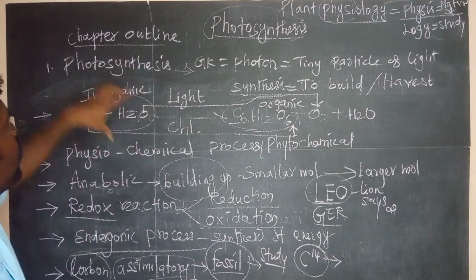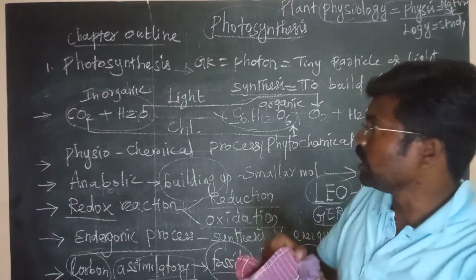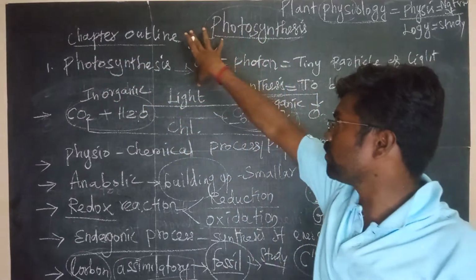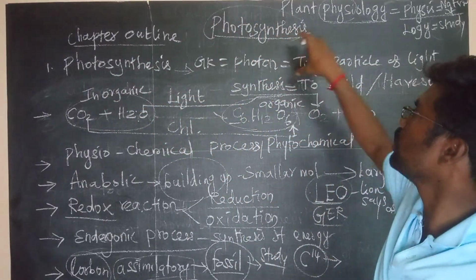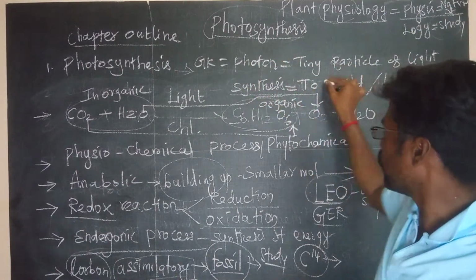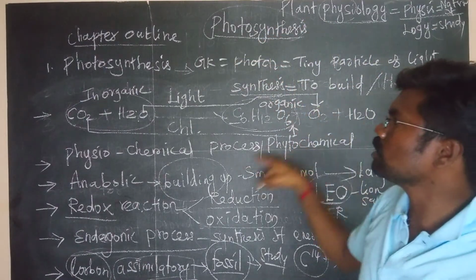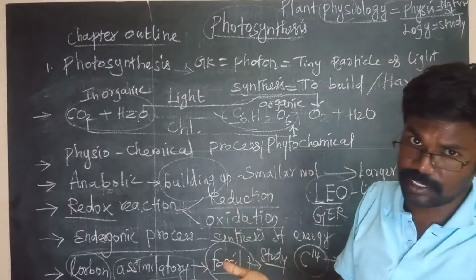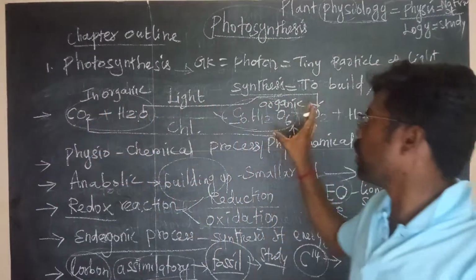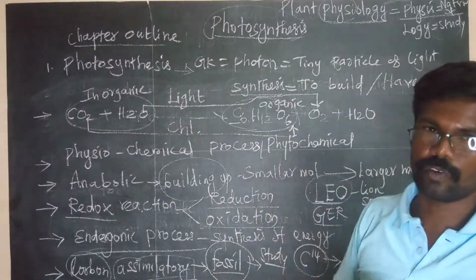Now I will tell you one by one. What is photosynthesis? Let us see the meaning of the word. Photon is derived from a Greek word; it is a tiny particle of light. Synthesis means to build, here building food. This is called photosynthesis. What is the definition? Carbon dioxide is converted into carbohydrate in the presence of sunlight and chlorophyll. This is called photosynthesis.